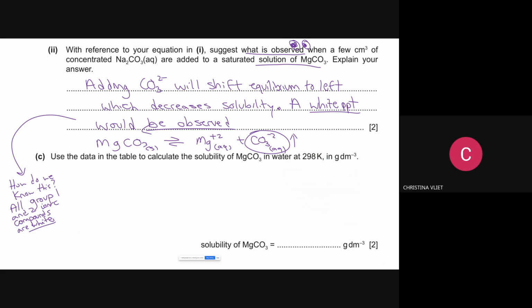Use the data in the table to calculate the solubility of MgCO3 in water. Is there a common ion in this question? No common ion. So how do I solve? Regular way. So regular way, this is as easy as the math can get.